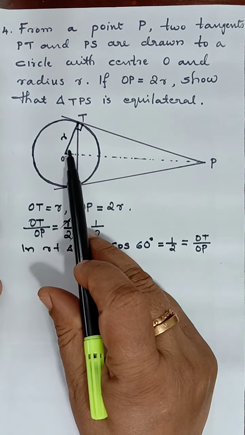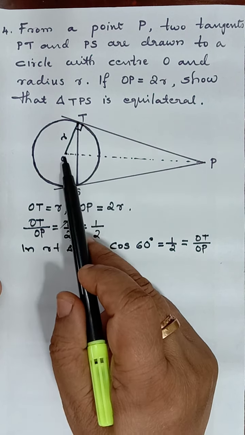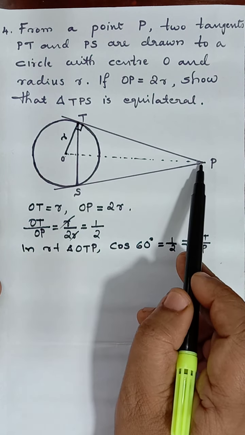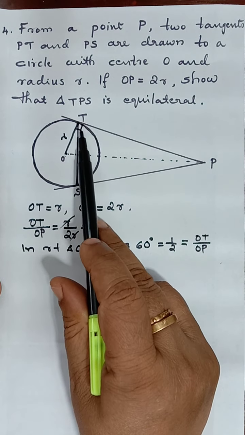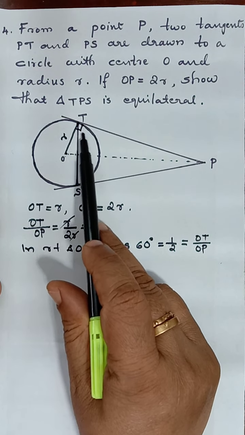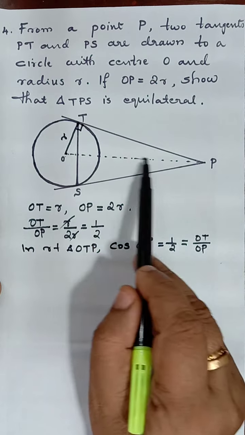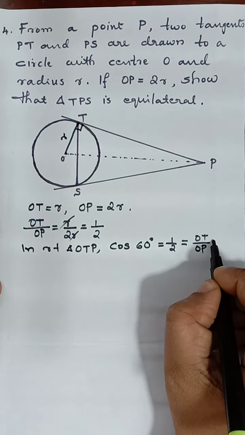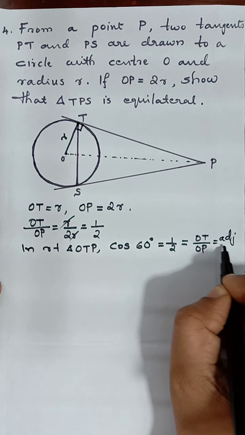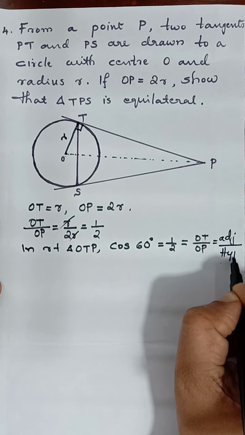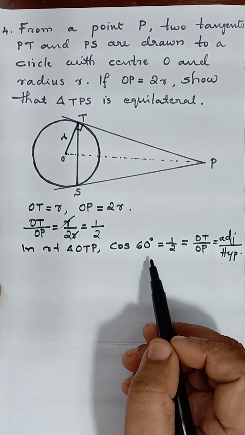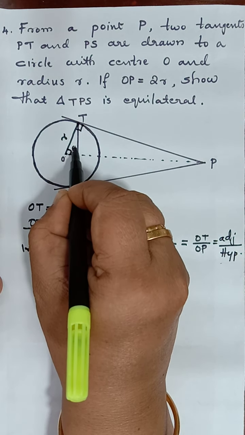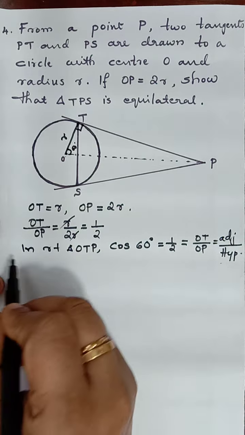So OT is the adjacent side. OP is the hypotenuse. If it is a right triangle, with OTP as the right angle, then OP is the hypotenuse and OT is the adjacent side. This will be adjacent side by hypotenuse. Is it cos 60 now? Cos 60. That means this angle is equal to 60 degree.